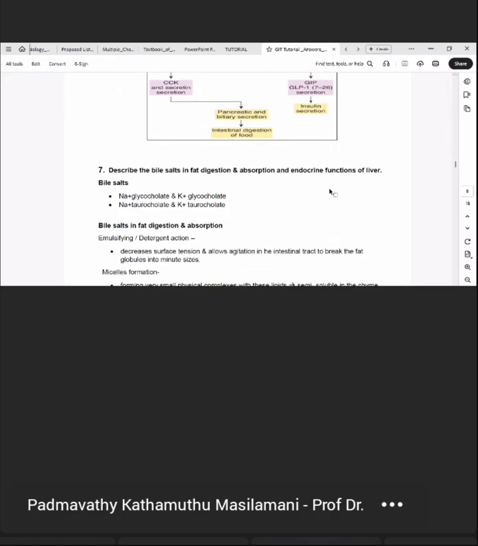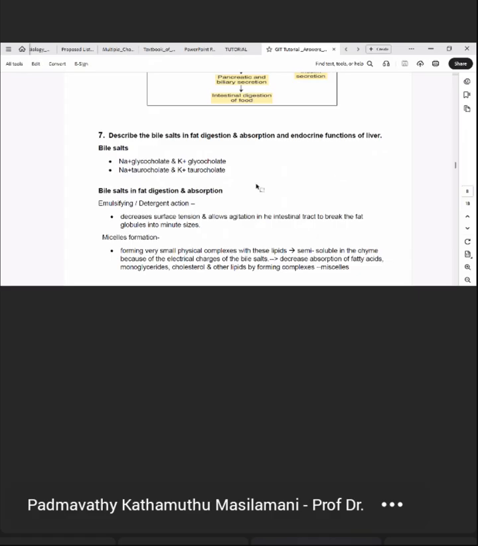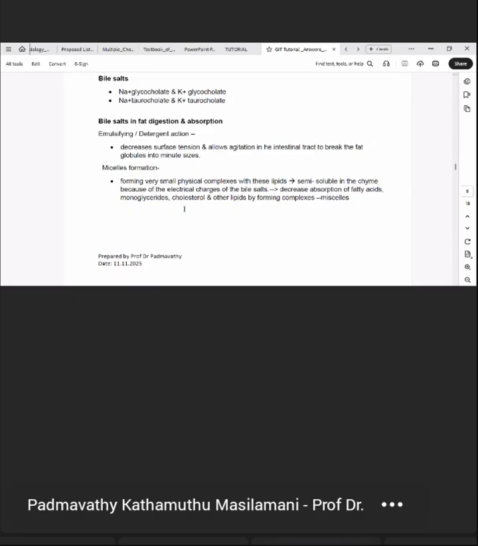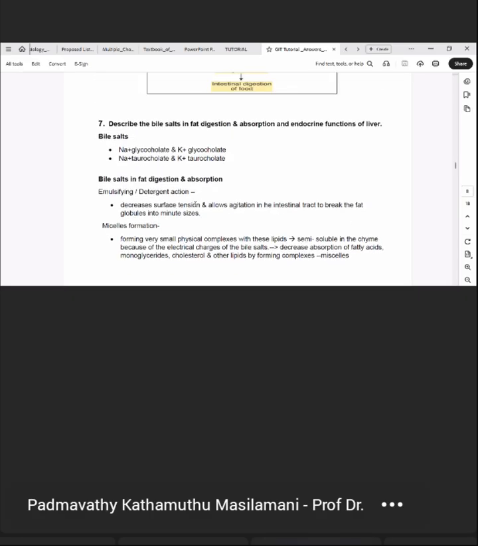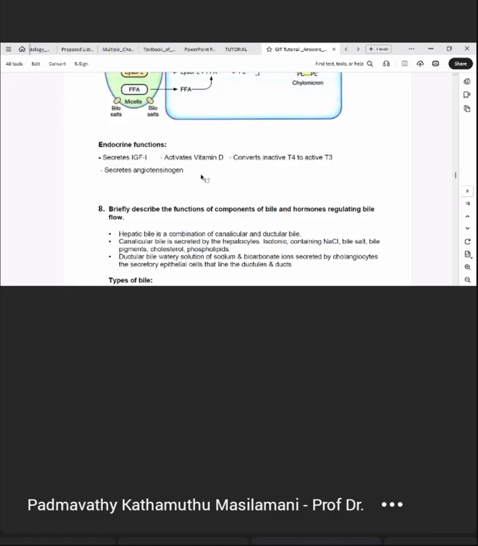The liver has many functions. It is the main source for exocrine function and endocrine function. The exocrine function is mainly production of bile and bile salts. You know the different types of bile salts, bile pigments, and so on. The bile salts are mainly involved in fat digestion. These are the exocrine secretions of the liver, and also the endocrine functions.